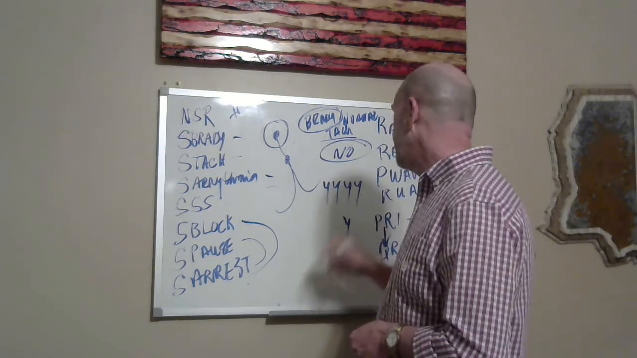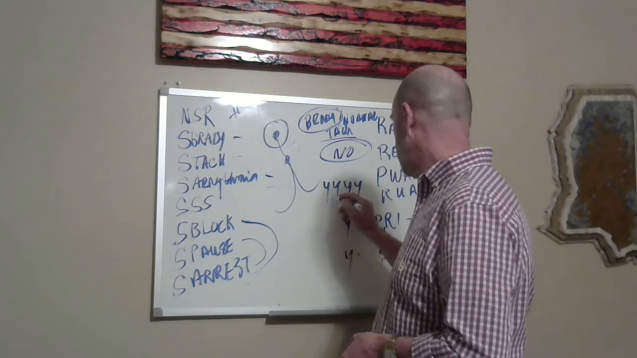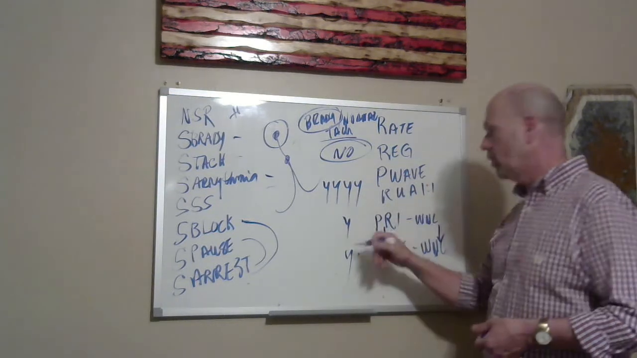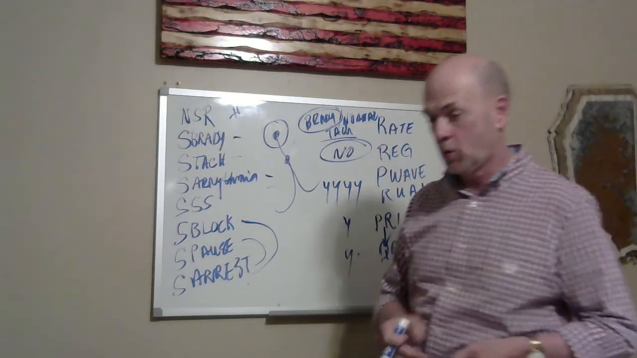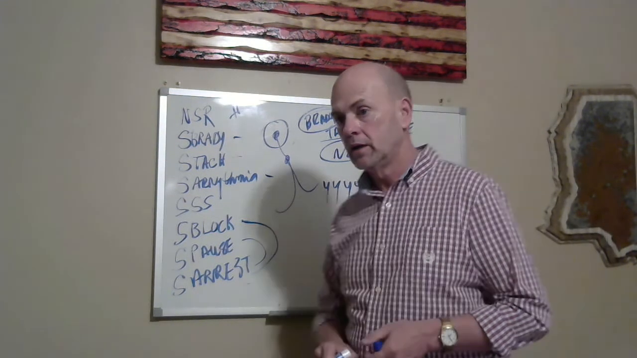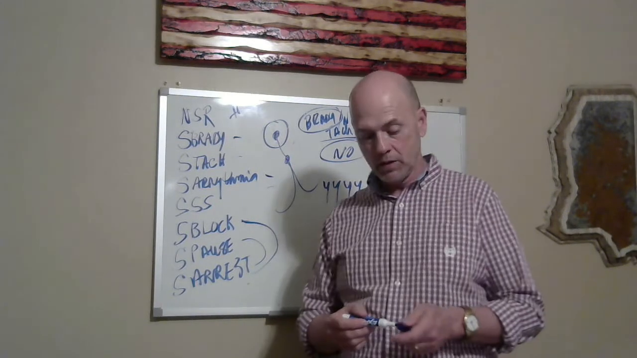Are the P waves present with every complex? They are, and they're round, and they're upright, and they're all alike, and the PR interval is still within normal limits, 0.12 to 0.20. The QRS is all within normal limits.